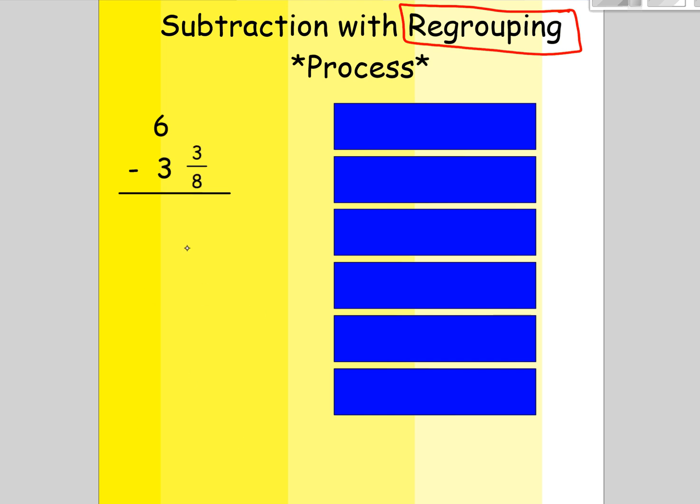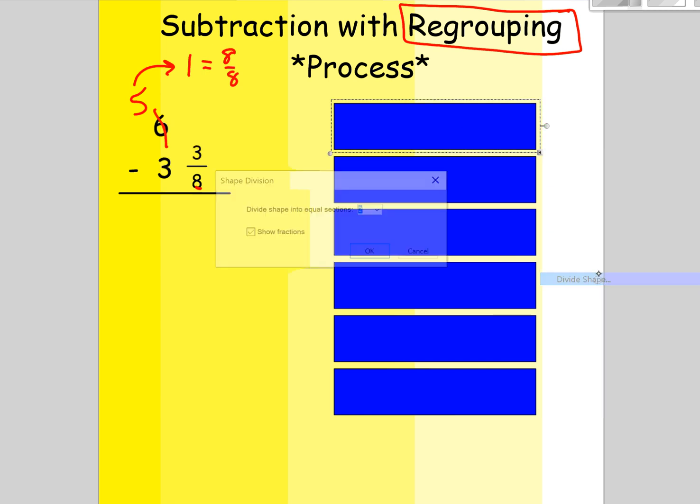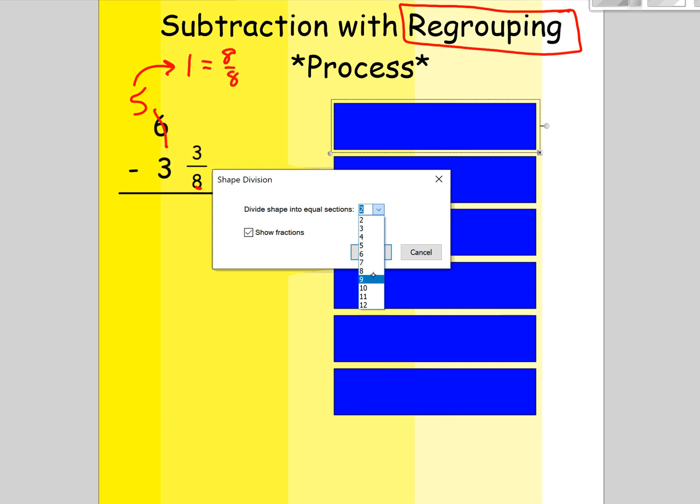Well, I'm going to do a similar thing here, except that I'm going to cross this off and make it a 5. It's only changing by 1, whereas in 40, that's actually changing by 10 because of place value. Here, we're only changing it by 1. Well, what do I want to call that one? I want to call it 8/8 because my denominator is eighths. So I'm going to take my first one here and divide it into 8 pieces.